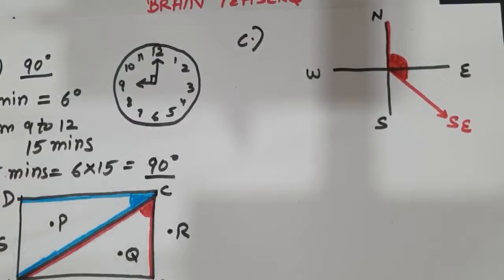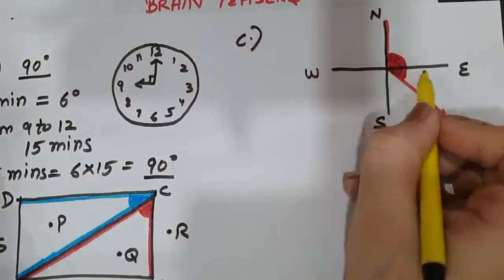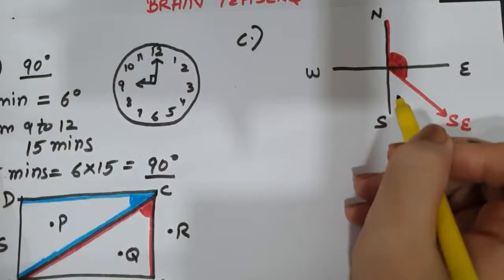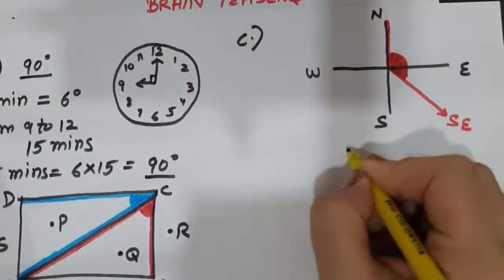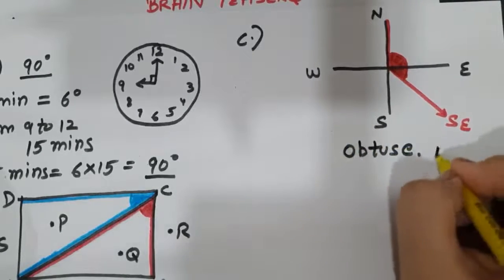Take 10 seconds and try to think of the answer. What could be the answer? Yes, I can see it is an obtuse angle. It is more than 90 degrees. So the angle will be an obtuse angle.